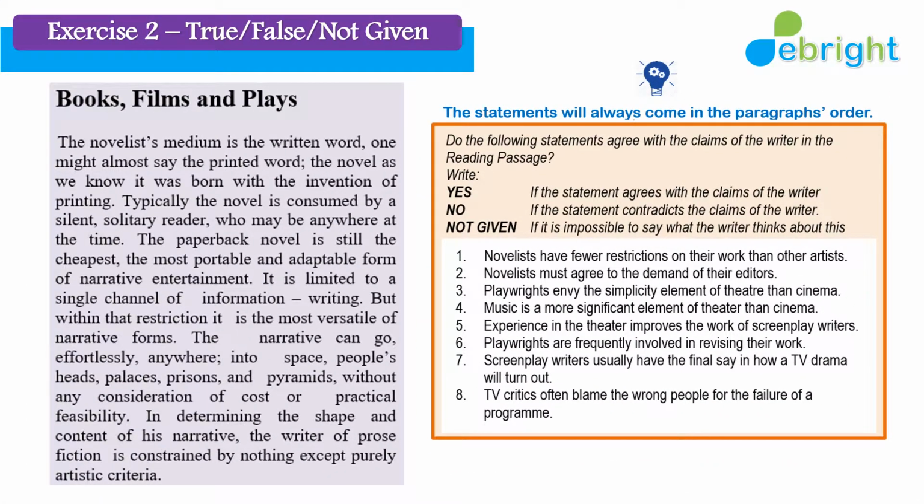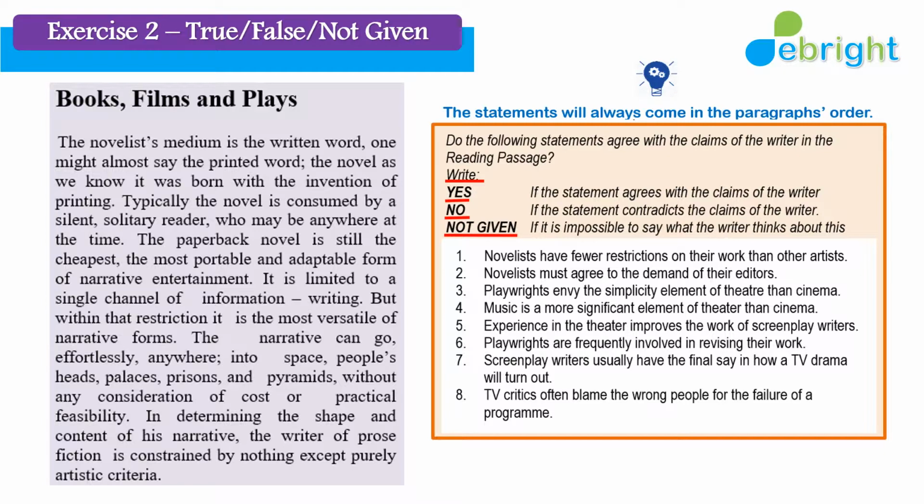Yes, let's start exercise 2. Let's see the instruction first. You've got the word right over there. You should write yes if the statement agrees with the claims of the writer, and then you should write no if the statement contradicts the claims of the writer, and you should write not given if it's impossible to say what the writer thinks about this. Let's read the first statement.